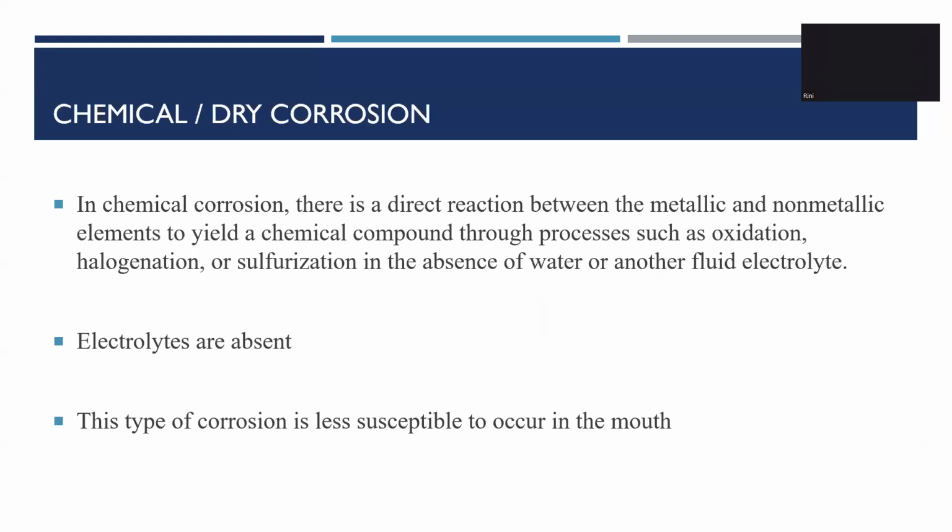Coming to chemical or dry corrosion, in chemical corrosion there is a direct reaction between metallic and non-metallic elements to yield a chemical compound through processes such as oxidation, halogenation, or sulfurization, in the absence of water or any other fluid electrolyte. So here the electrolytes are absent, and this type of corrosion is less likely to occur in the mouth as the mouth is always warm and moist.